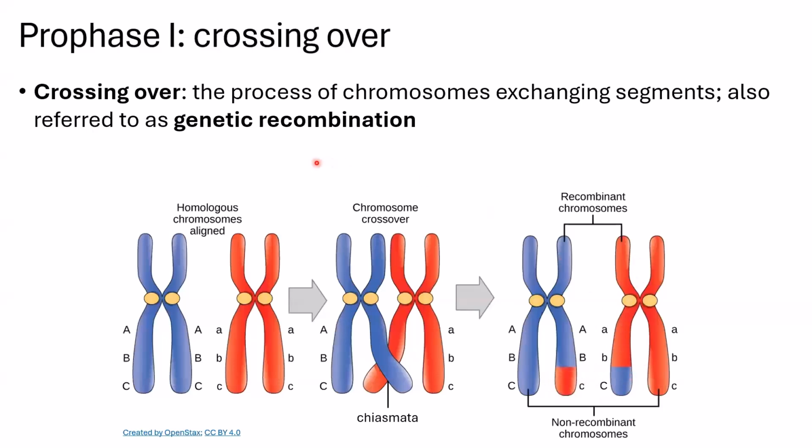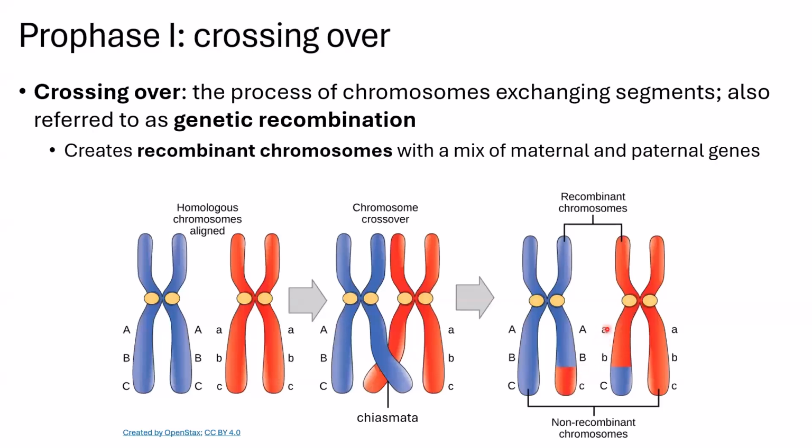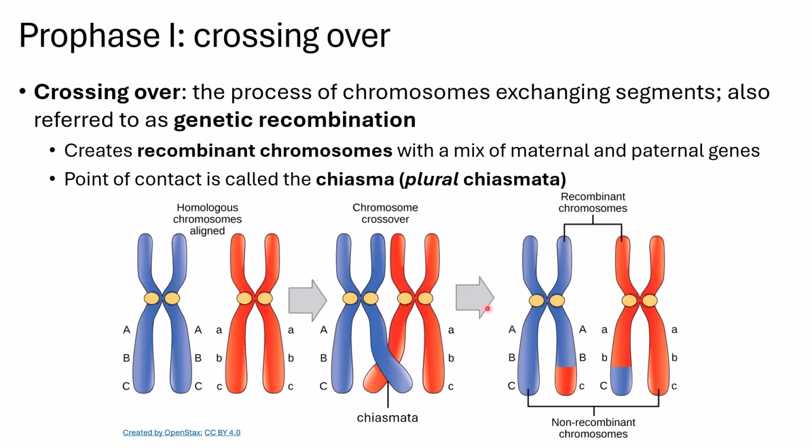This process is also called genetic recombination, as the genes are essentially being taken off from each chromosome and being recombined into a different pattern. The chromosomes that crossed over and have a mix of maternal and paternal genes are referred to as recombinant chromosomes, while the chromosomes that did not cross over are the non-recombinant chromosomes. This process helps increase genetic diversity. The point at which the chromosomes cross over is called the chiasma, or chiasmata for multiple points of contact. The chromosomes remain attached at the chiasmata until they separate in anaphase 1.